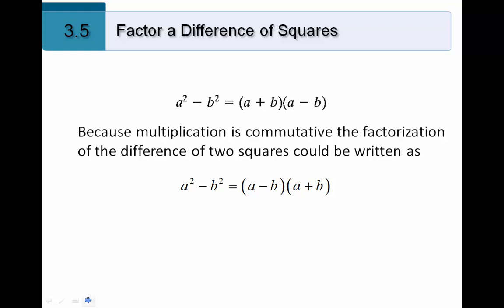So when you factor differences of squares, a squared minus b squared, you can write your factorization as the factor a plus b multiplied by the factor a minus b, or because multiplication is commutative, you could also write it as a minus b multiplied by the factor a plus b.